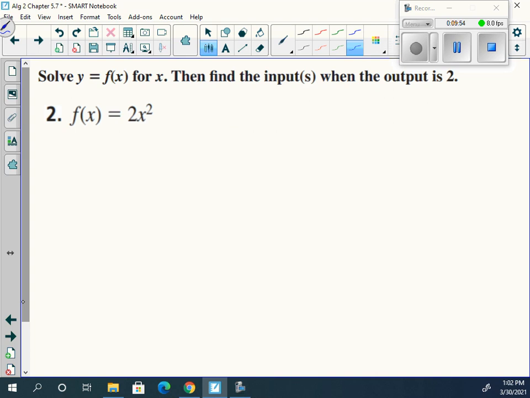Now this one here technically does not have an inverse, because it will fail the horizontal line test. If we can draw a horizontal line across its graph and it crosses more than once, it does not have an inverse. So this would technically fail it, but we're going to go on and solve it anyways. y is equal to 2x squared. So what would we need to do first?